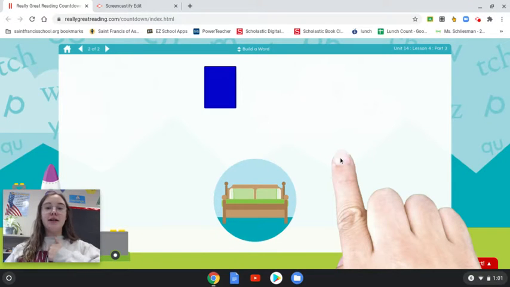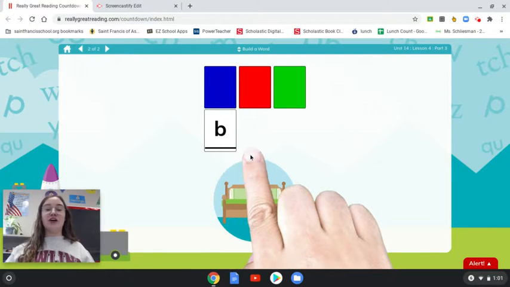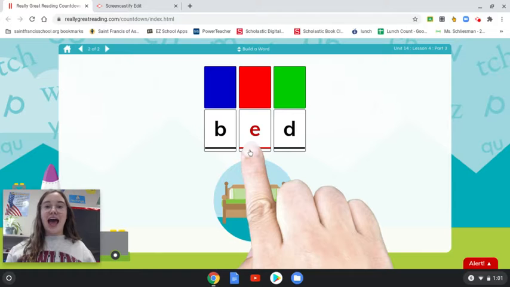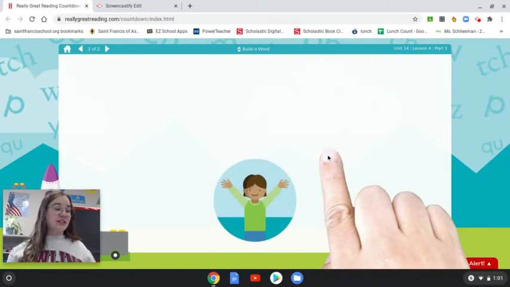Bed. B-e-d. Bed. First sound I heard was B. B. The next sound I heard was eh. E. The last sound I heard was D. D. B-e-d. Bed. Last one. Yes.